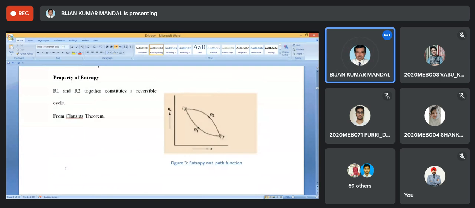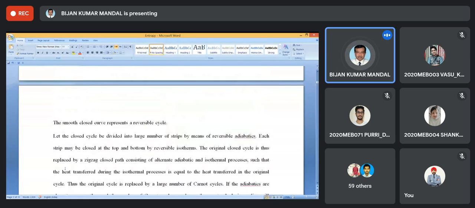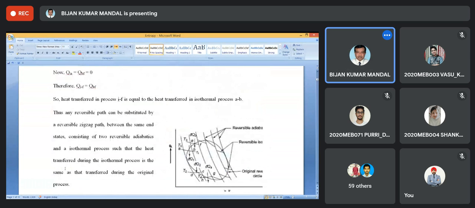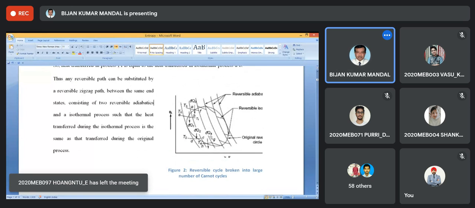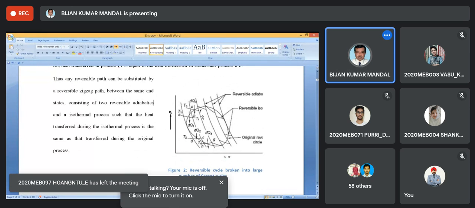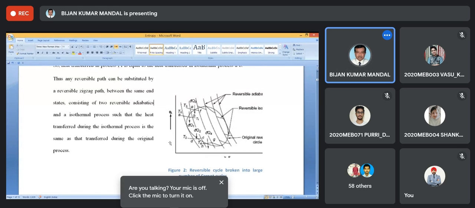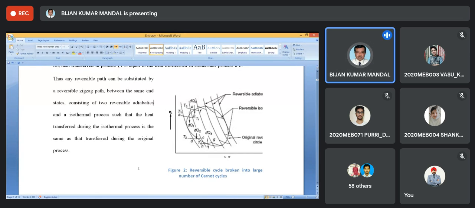Now let us take this figure, where we have a reversible cycle, the bigger one, the not-quite-circular curved one. So that is a reversible cycle. Now we are breaking this into elementary cycles. How? Let's see. So now we are drawing these curves, you can see.